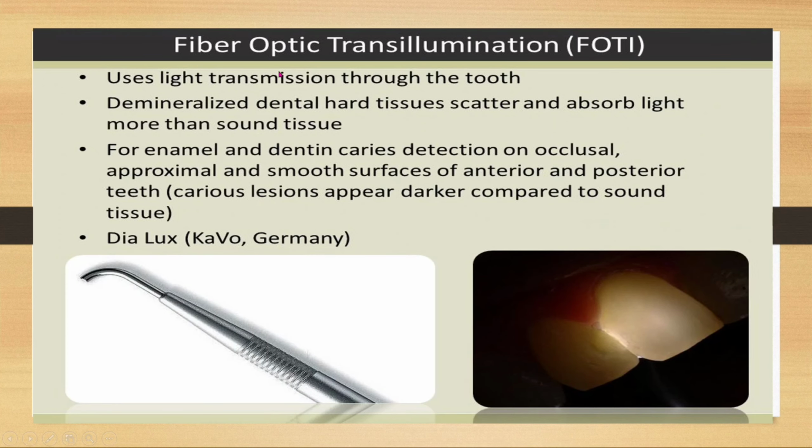And 4T is fiber optic transillumination, which uses light transmission through the tooth. Demineralized dental hard tissues scatter and absorb light more than the sound tissue. For enamel and dentine caries detection on occlusal, proximal and smooth surfaces of anterior and posterior teeth, this can be used. So Diagnodent is one, and one fiber optic transillumination device is from the Kavo company.